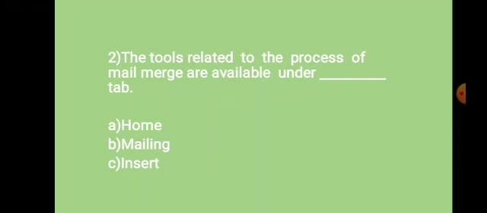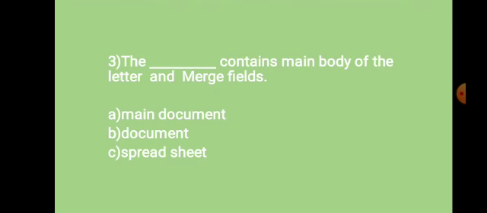Your second question is, the tools related to the process of mail merge are available under dash tab: home, mailing, and insert. Yes, mailing is the correct answer. And the third question, the dash contains main body of the letter and merge fields: main document, document, spreadsheet. Yes, the answer is main document.